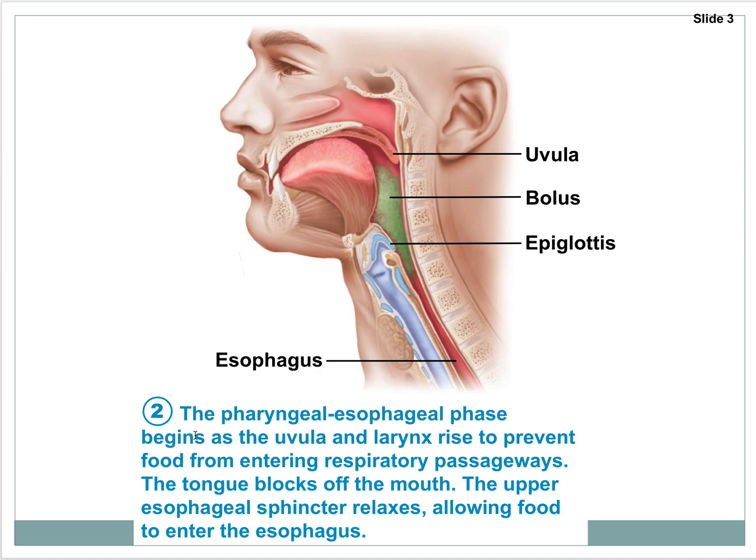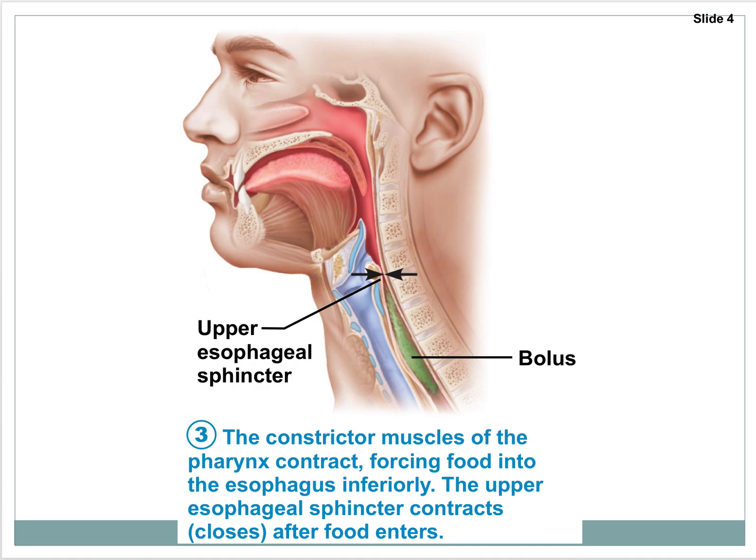So this picture uses very anatomical terms. It calls it the pharyngeal esophageal phase. So going from the pharynx to the esophagus, just a couple of seconds there. The uvula and larynx rise to prevent food from entering the respiratory passageways. The tongue blocks off the mouth when you swallow so that food doesn't come back up. The upper esophageal sphincter relaxes to allow passage of food, or the bolus, now into the esophagus. And now the esophagus will engage in typical peristalsis to start moving it down the length of the esophagus.